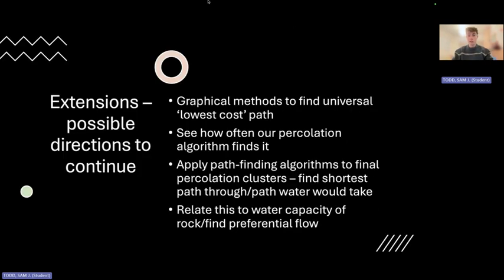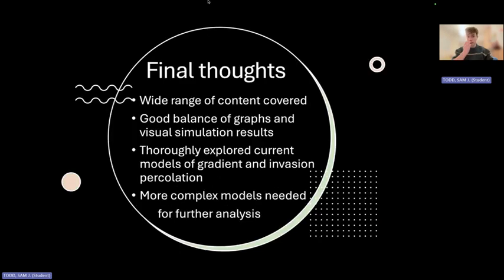Looking at extensions, we could find the universal lowest cost path using graphical methods, and we could see how often our algorithm finds it. Or we could use pathfinding algorithms to find the shortest path that water would take, or the actual path water would take, and look at the water capacity of rocks relating to this.